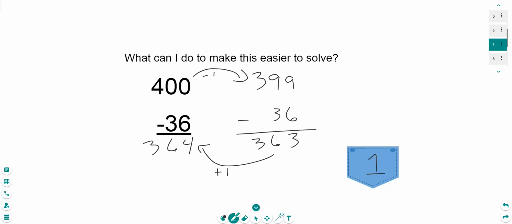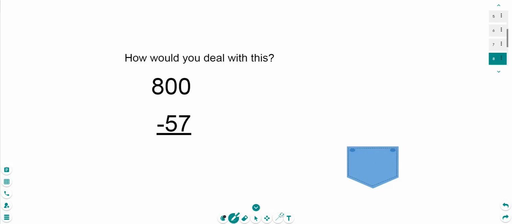I changed 400 into 399 by putting 1 in my pocket. 399 subtract 36 is 363. Taking that 1 back out of my pocket means that the original question has an answer of 364. 364 plus 36 is 400. Here's another one for you to try.